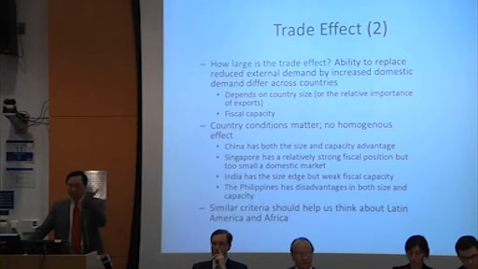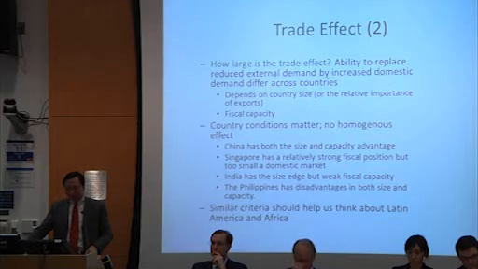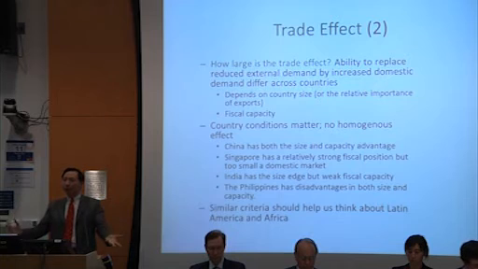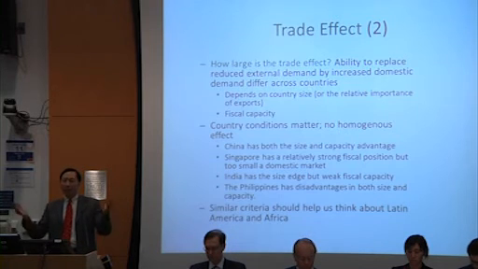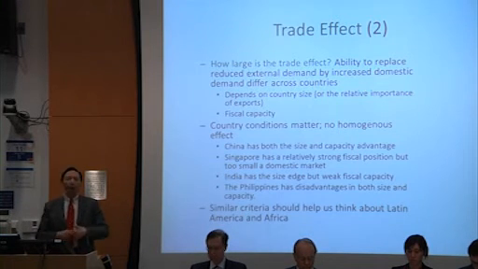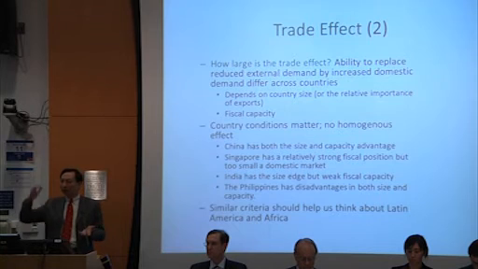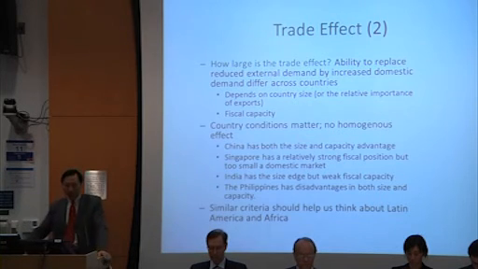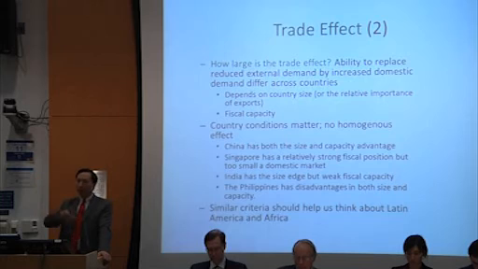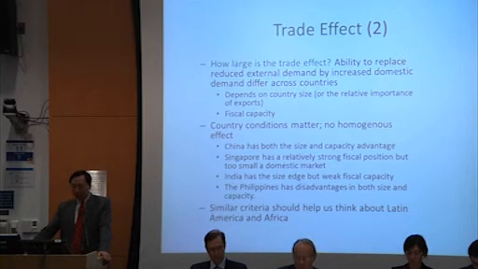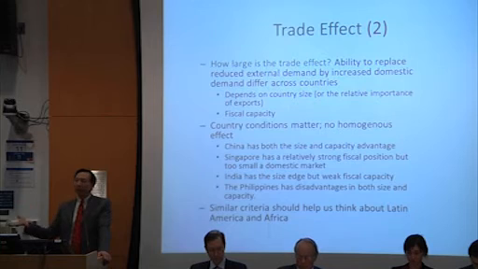So let me talk about 4 examples: Singapore, India, Philippines, and China. Singapore is a country that has a very strong fiscal position, often runs a surplus, but is so small that virtually everything a Singapore firm produces is for the foreign market. And therefore, with a euro shock, a major shock in this respect, there would be a very dramatic drop in Singapore's growth.